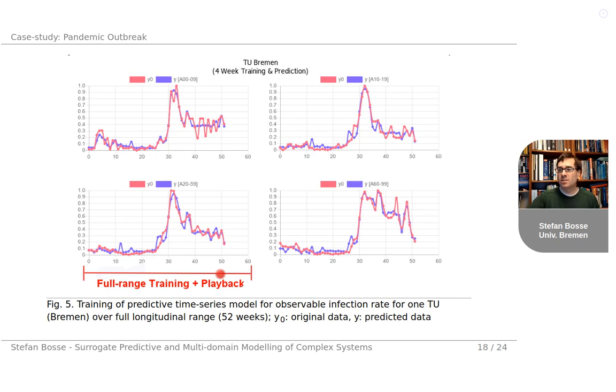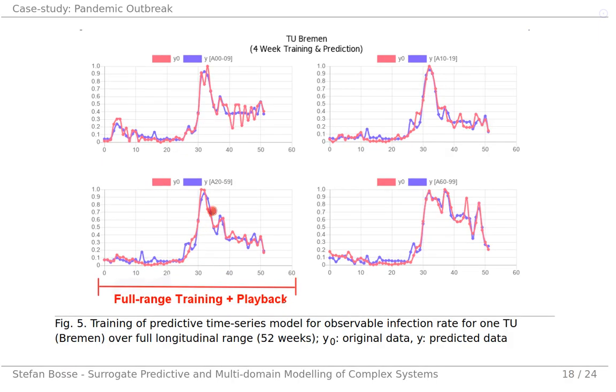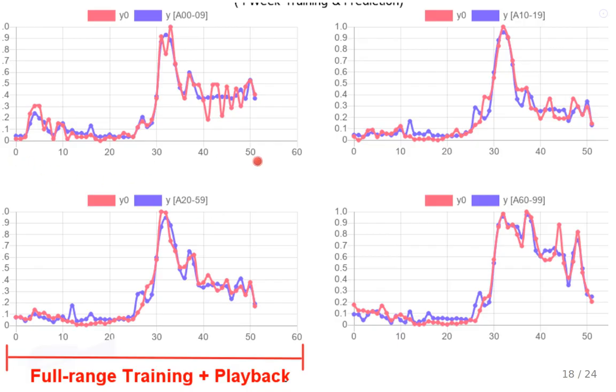First of all, here you see full-range training over 52 weeks. Here, partitioned into 4 age ranges: 0 to 9 years, 10 to 19, 20 to 59, and 60 to 99. And here you see the red curve, the original data, with oscillation that has no cause in nature or biological reasons. This is caused by the high distortion and bias of sampling.